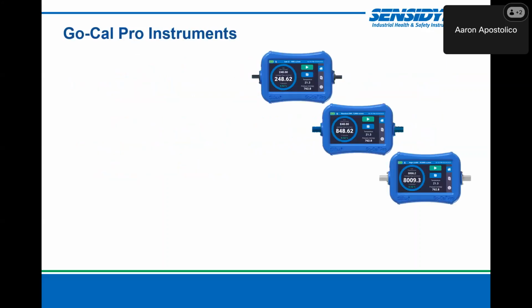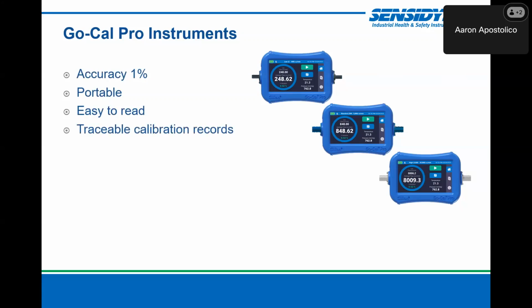So let's start with our GoCal Pro instruments. Some key facts and features related to the calibrator include 1% accuracy across the complete flow range. It's a very portable handheld instrument. It's about the width of your palm. It's easy to read. It's got a color, really bright touchscreen that can be viewed both inside and outside. It creates traceable calibration records, which is really a new innovation. I'll talk a little bit more about that.